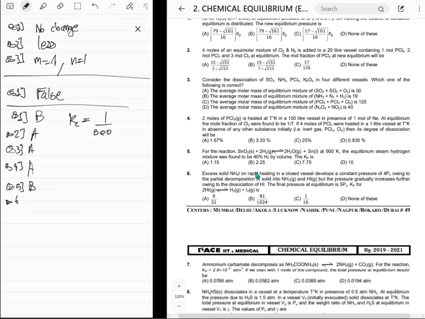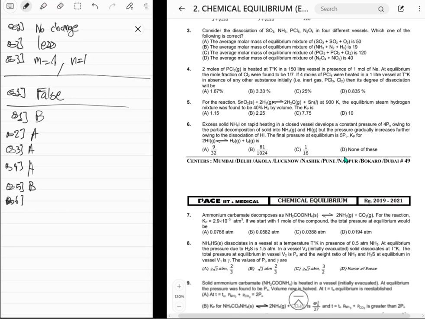Question number 6. Excess solid on rapid heating in a closed vessel develops a constant pressure of 4 P naught owing to the partial decomposition of solid into NH3 and HI. Okay, so what's your equation? NH4I gives NH3 plus HI. This thing is solid, so this is gas, this is gas.